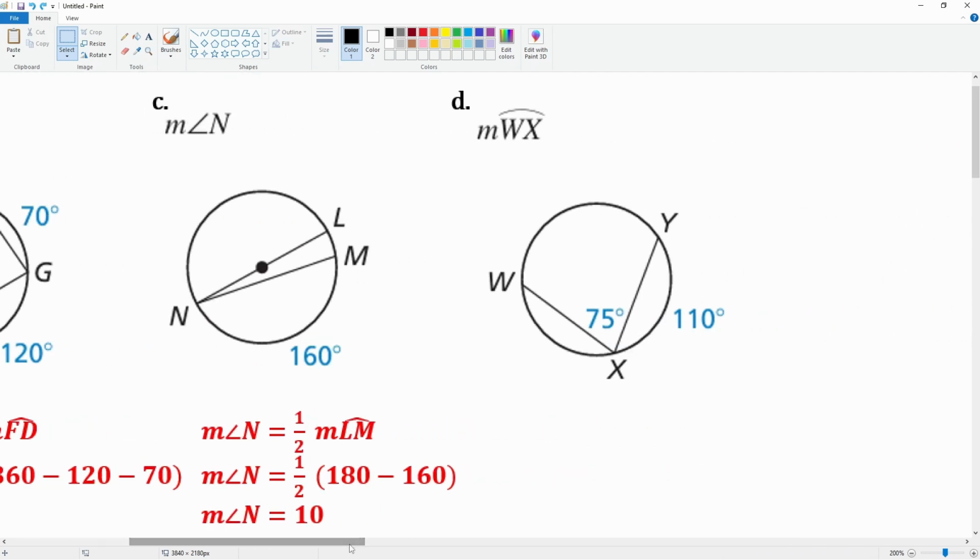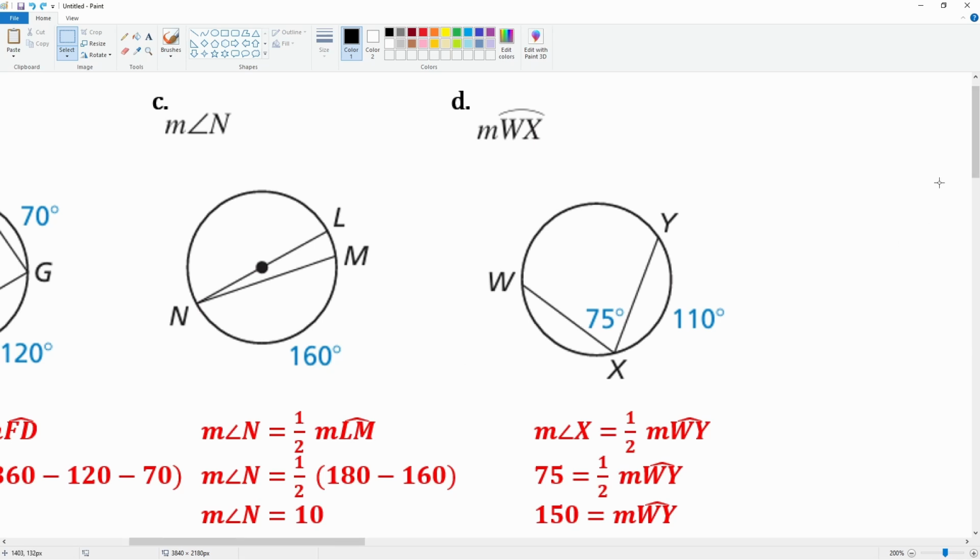Let's look at D. They're looking for WX. So you need to do the arc addition, okay? Let's find WY first. Well, we know that the angle X is going to be 1/2 the arc. We know that the angle is 75. So multiply both sides by 2. The arc of WY equals 150, okay?